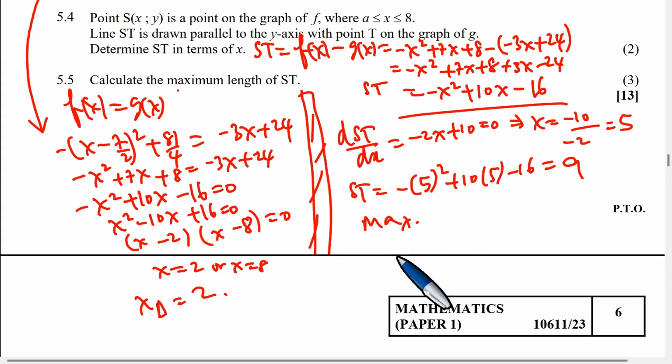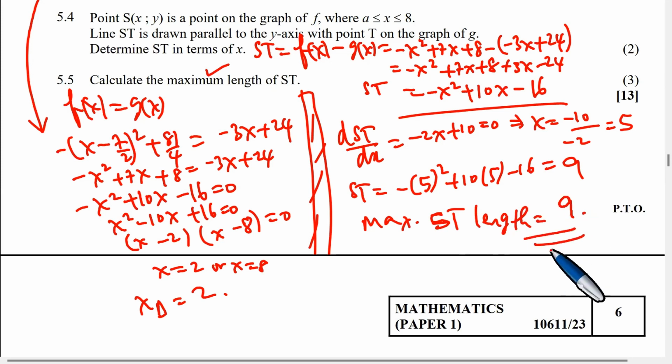So what they want is the maximum length of ST. The maximum length of ST equals that. It is 9 units. Maximum ST length is equal to 9. That is the answer. Next question.